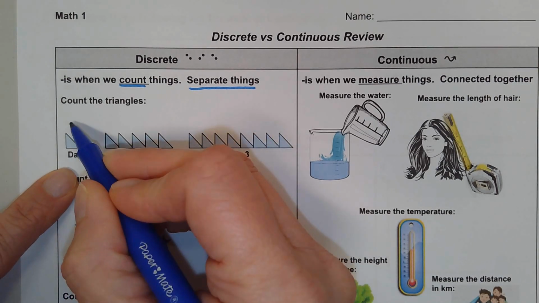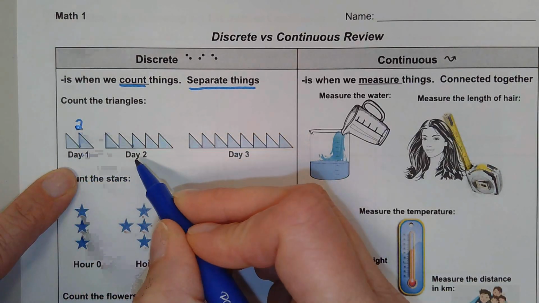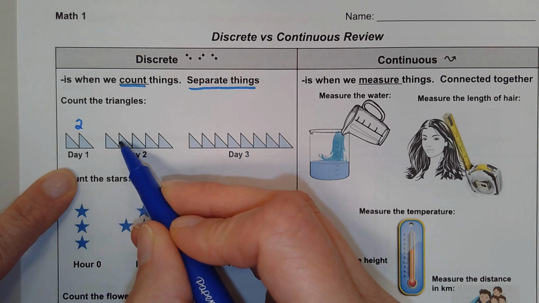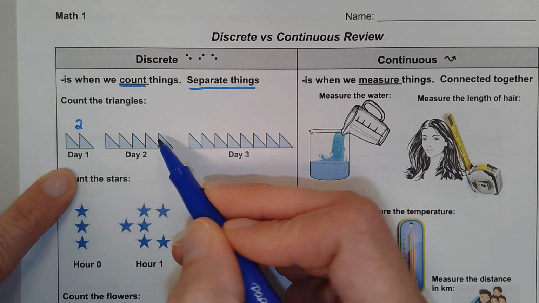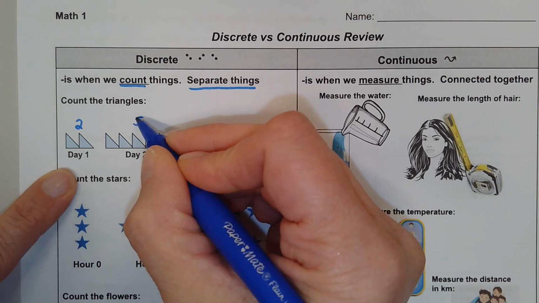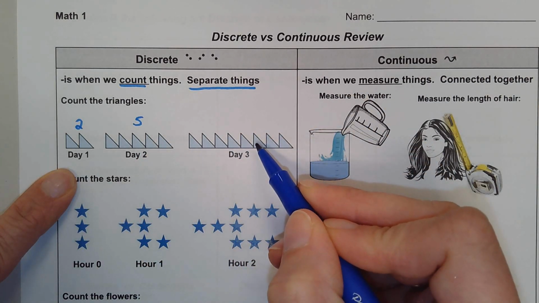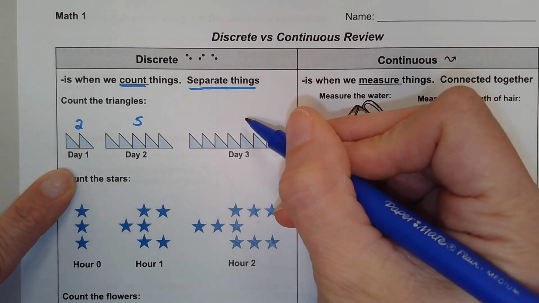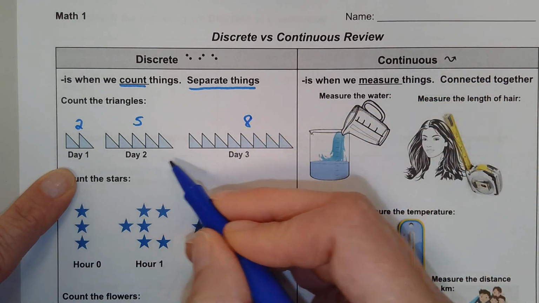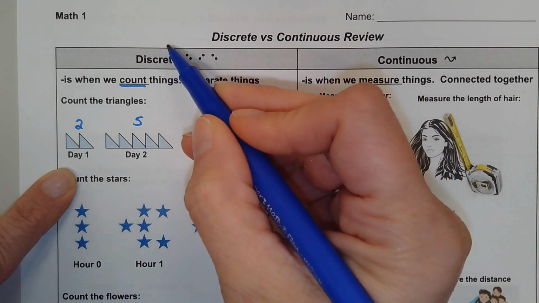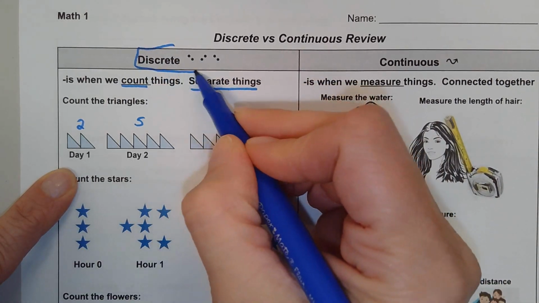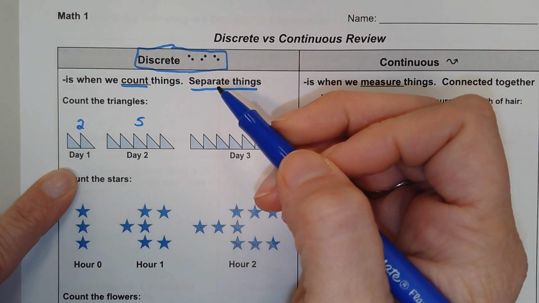1, 2. The second day has 1, 2, 3, 4, 5 triangles. 1, 2, 3, 4, 5, 6, 7, 8 triangles. This would be something that is discrete because we counted the triangles.